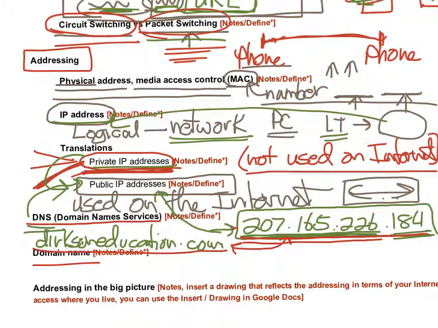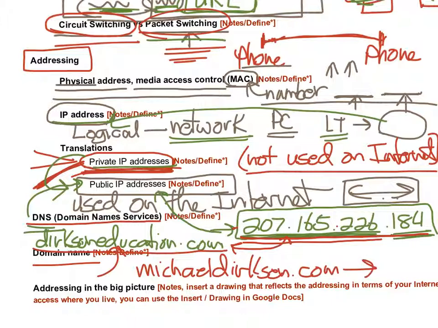So domain name. I made a domain name right here. Also, I have MichaelDirksen.com, and that's pointed at a particular IP address that takes you to a website that I pay for services on the internet. All right, so let's finish this up.